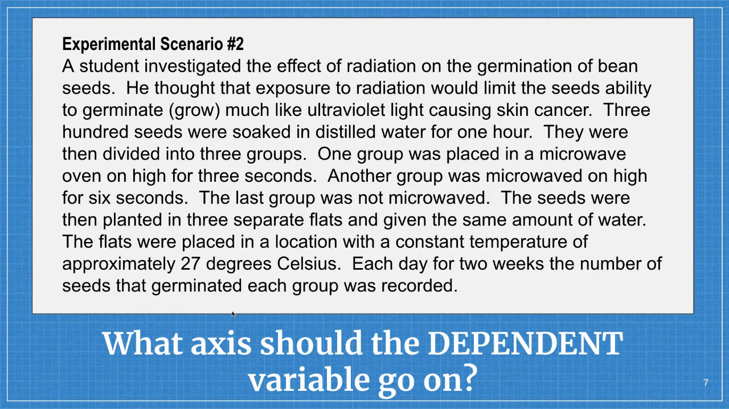One group was placed in a microwave oven on high for 3 seconds. Another group was microwaved on high for 6 seconds. The last group was not microwaved. The seeds were then planted in 3 separate flats and given the same amount of water. The flats were placed in a location with a constant temperature of approximately 27 degrees Celsius. Each day for 2 weeks, the number of seeds that germinated in each group was recorded. What would be the dependent variable? What's the thing that's responding?